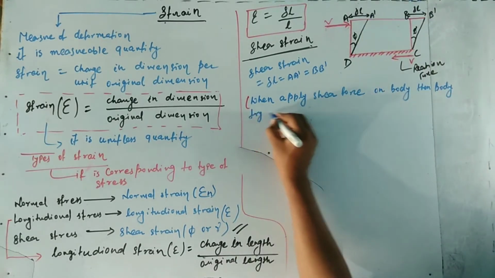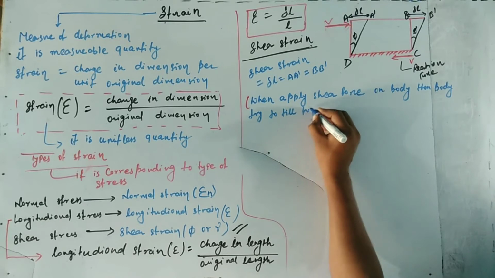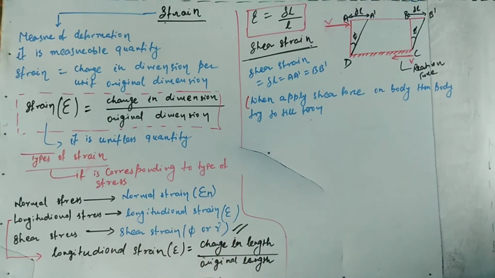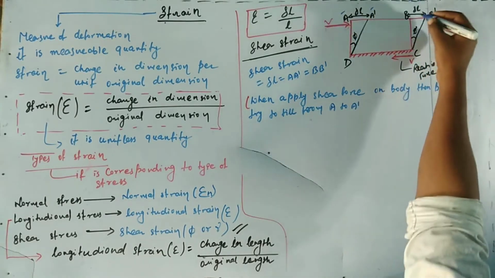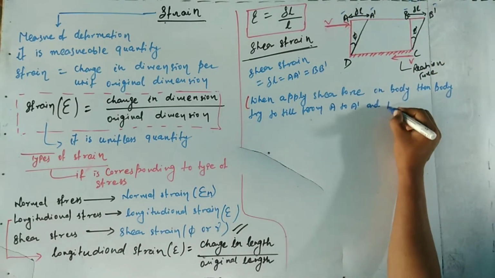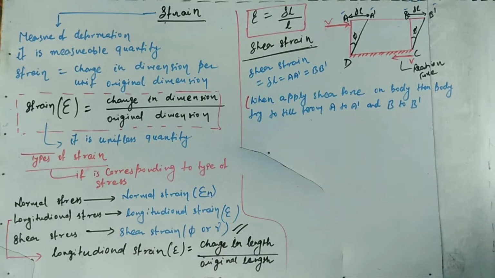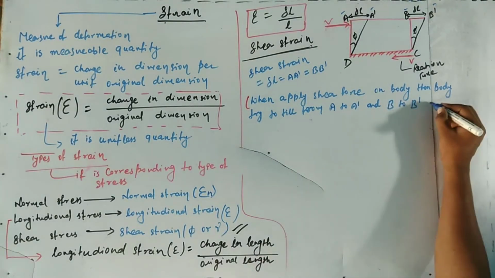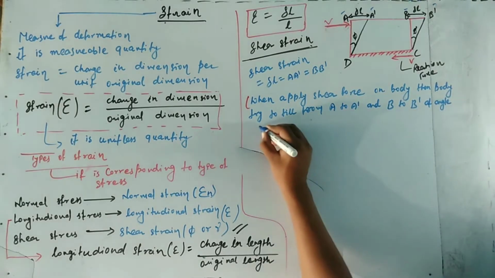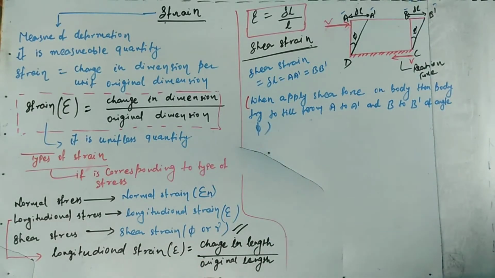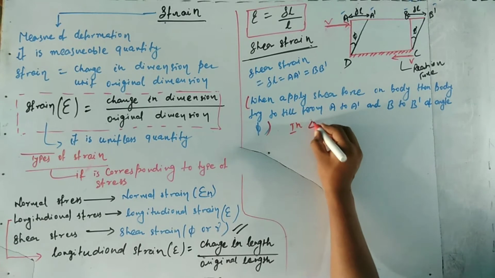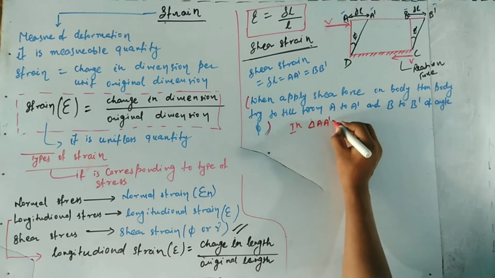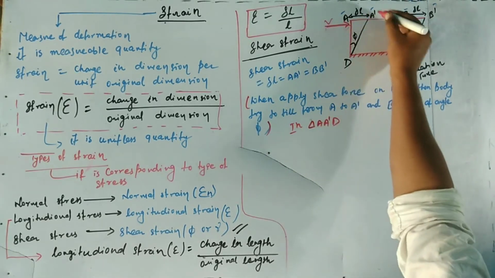When we apply a shear force on the body, the body tries to tilt. One deformation is A to A dash, and another deformation is B to B dash, and the angle between the deformations is phi. Now we will take one triangle, triangle A dash D.